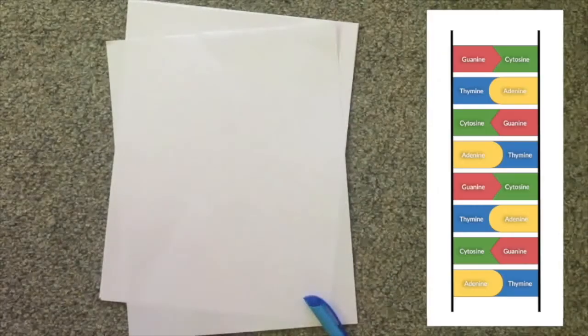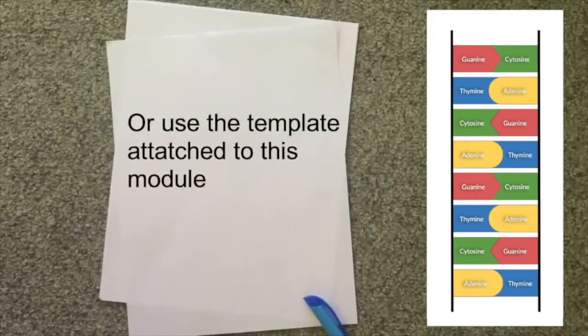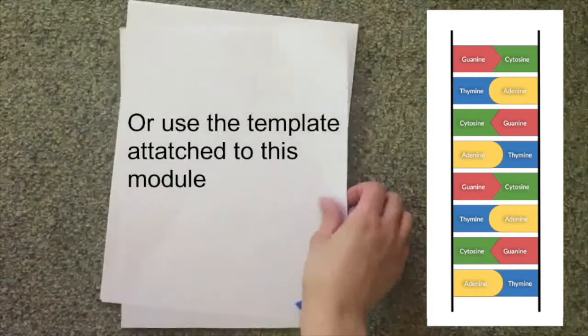Remember how we extracted DNA in the last experiment? Now we get to see what that DNA looks like up close and how it is formed. Creating the template. If you have a printer, you can print out a template of the DNA helix. Just look it up online. But I will be going through the steps to make your own template.